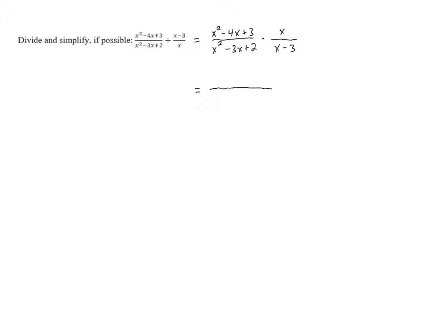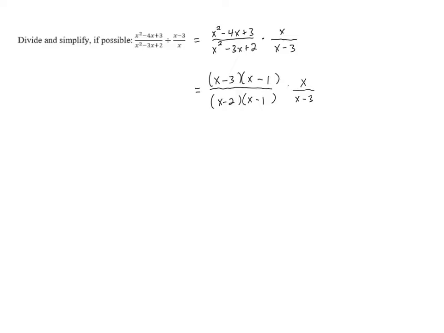The numerator, x squared minus 4x plus 3, can be unfoiled. We need two numbers that have a product of 3 and a sum of negative 4. That's going to be negative 3 and negative 1. The denominator can be similarly unfoiled, but we're looking for two numbers that have a product of 2 and a sum of negative 3. That's going to be negative 2 and negative 1. And then the other fraction is just x over x minus 3.